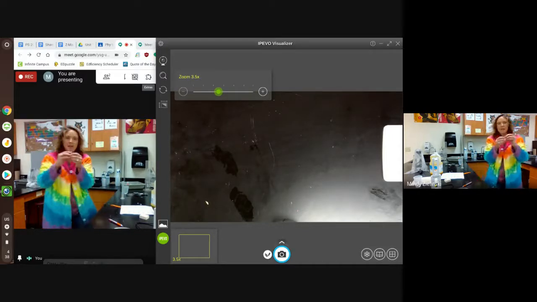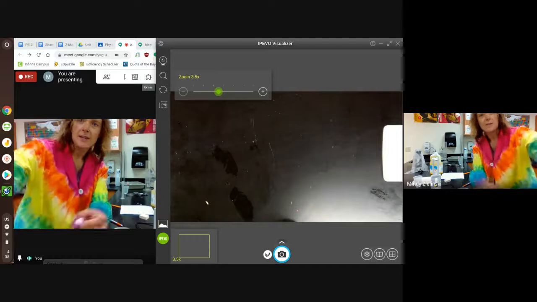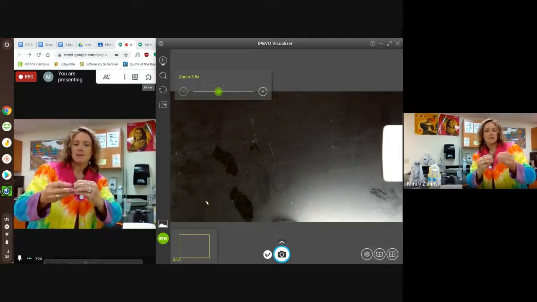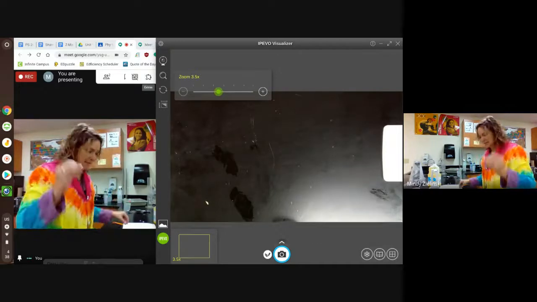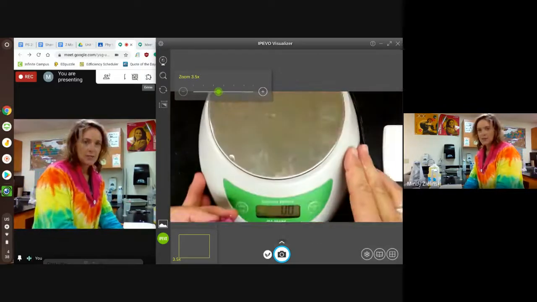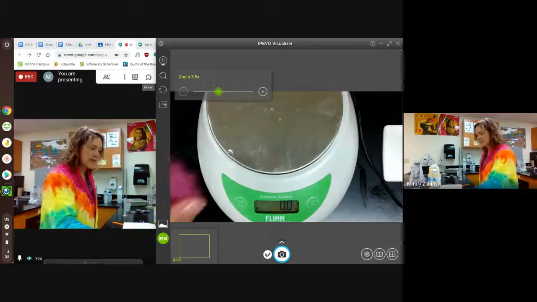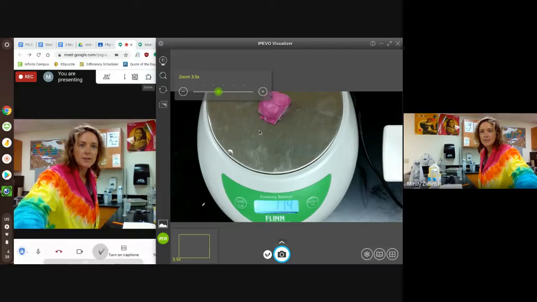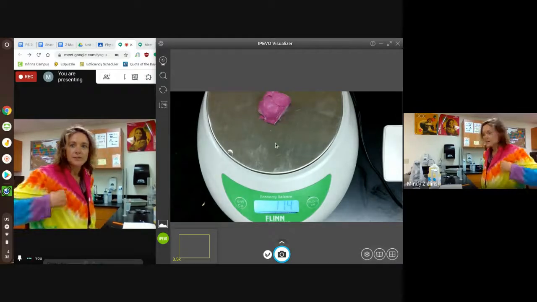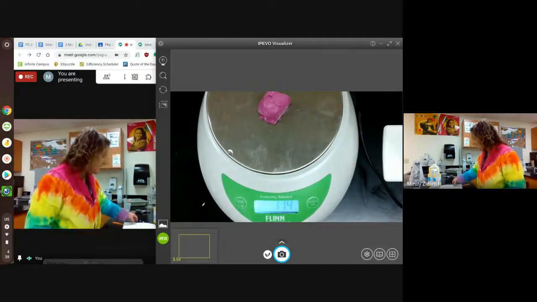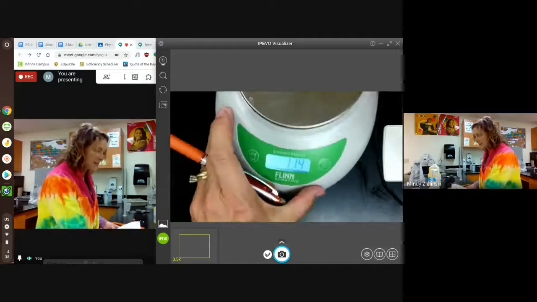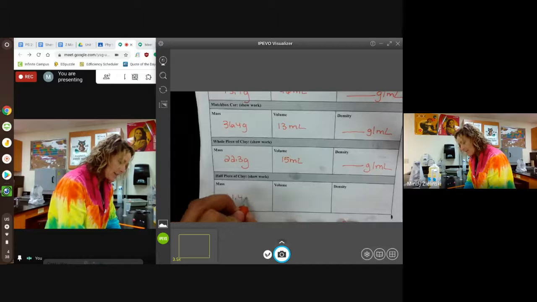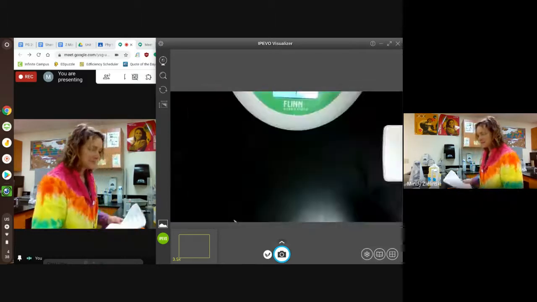Okay, so I'm taking this piece of clay and I'm just going to break it in half, and we're going to do half a piece of clay and see if that makes any change. So if we look at our new mass for this, well, we know the mass is going to be different, right? And we know the volume is going to be different too. We're just wondering how different. So we have a new mass of 11.4. So we want to write that in here. Okay, our new mass of a half a piece is 11.4 grams.